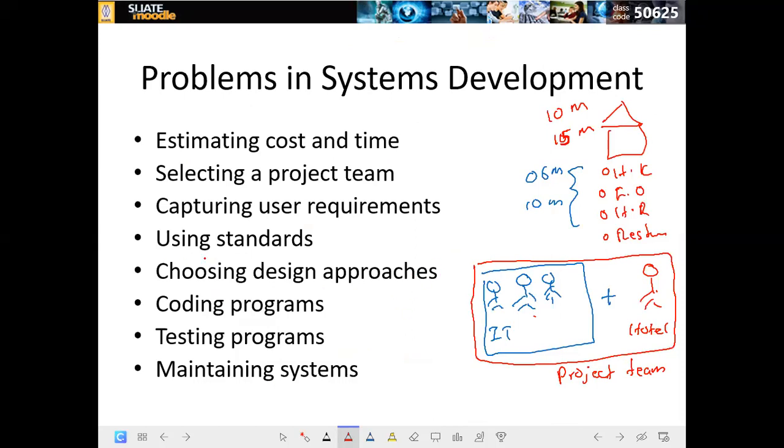Then another one is using standards. Different technical standards may be there. Different kinds of requirement capturing standards may be there. Hotel standards may be there. So using standards is another problem. Then the other one is choosing a design approach. Students, in the computer world, in application development paradigms, there may be different types of approaches to make a system.